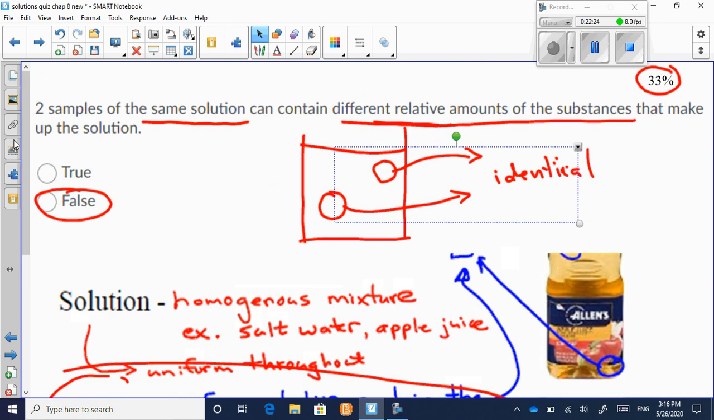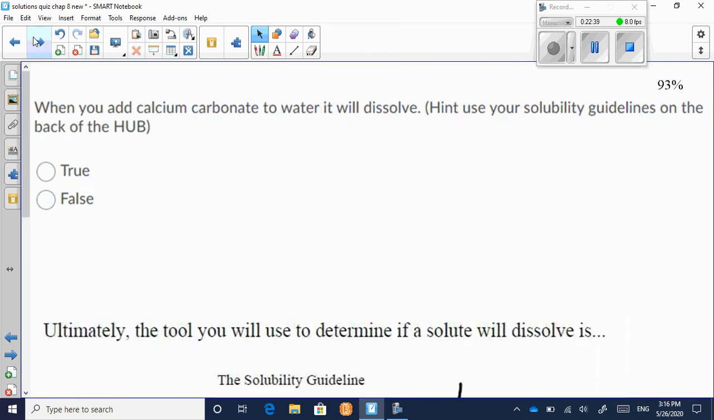I know that one was a little bit tough. But 2 samples of the same solution, no, they cannot contain different relative amounts. If you have the same solution, every sample will have the identical amounts of each solute.